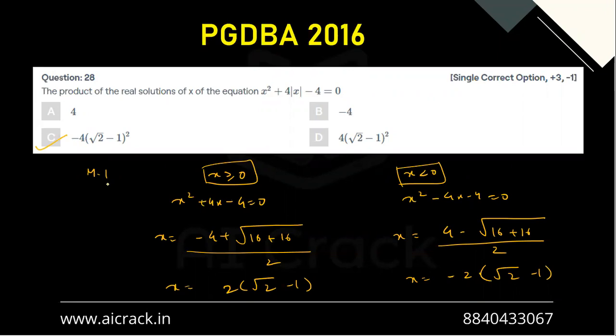Now what is the shortcut method? x square plus 4 mod x minus 4 equals 0. Now we can write x square as mod x square and vice versa, because this is eventually going to be a positive number, right? So I write it as mod x square plus 4 times mod x minus 4 equals 0. Now this becomes an entire quadratic equation in mod x.